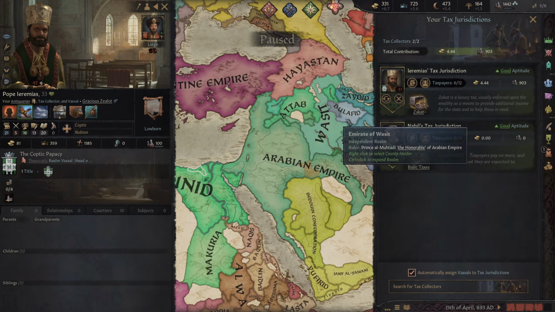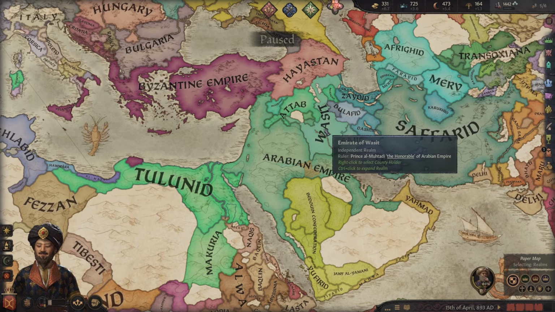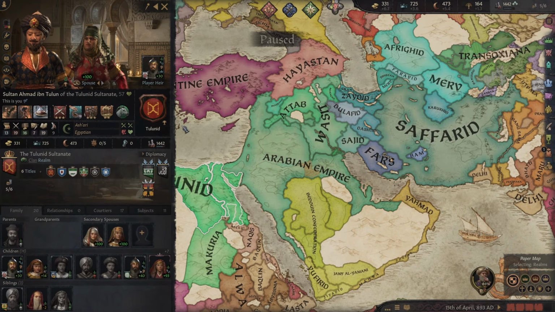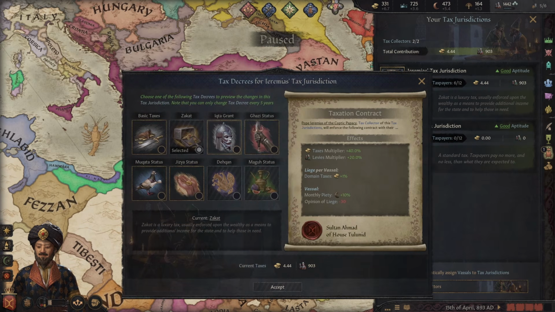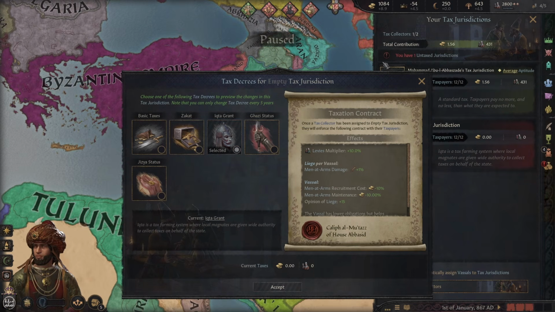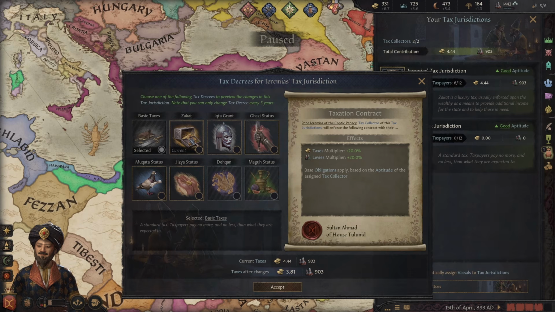There are also some traits and cultural traditions that give you tax collector aptitude points. Also, being landed actually gives negative points. And the last thing about the jurisdictions are the tax decrees. There are 5 of them in the base game, and 8 if you have the Legacy of Persia DLC. There's the basic tax, which increases the base tax for gold and levy by 20%.